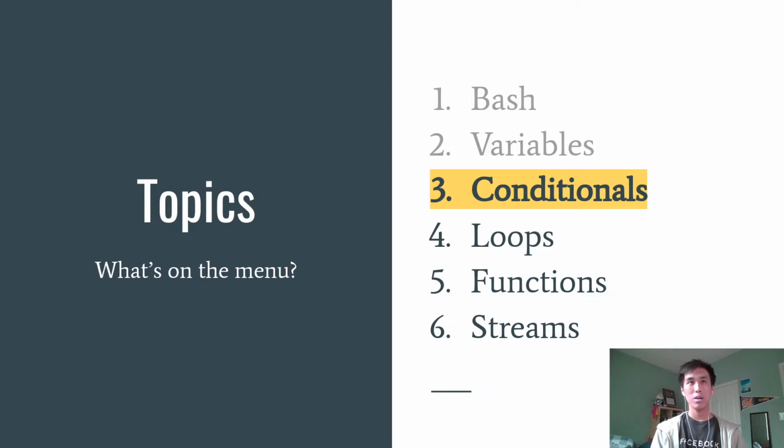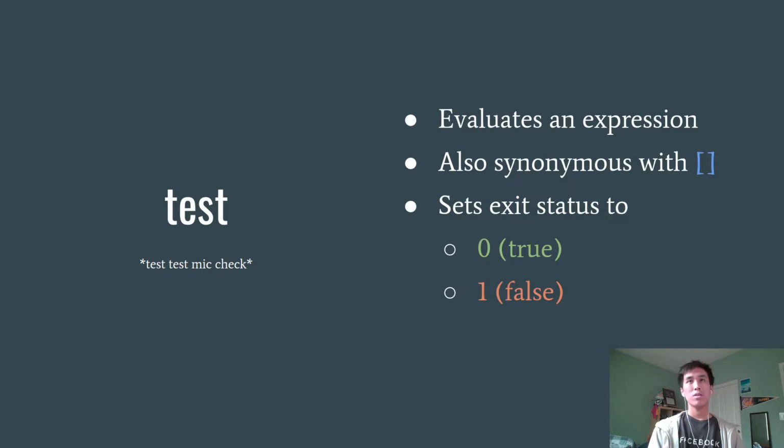Cool. All right, conditionals. How do we test stuff? So to evaluate an expression, use the test command. And this is also synonymous with the brackets, which I will show later. But just keep in mind that the test command will output 0 if things are true and 1 if things are false. And yes, that is correct. 0 is true and 1 is false in this case. Just keep that in mind.